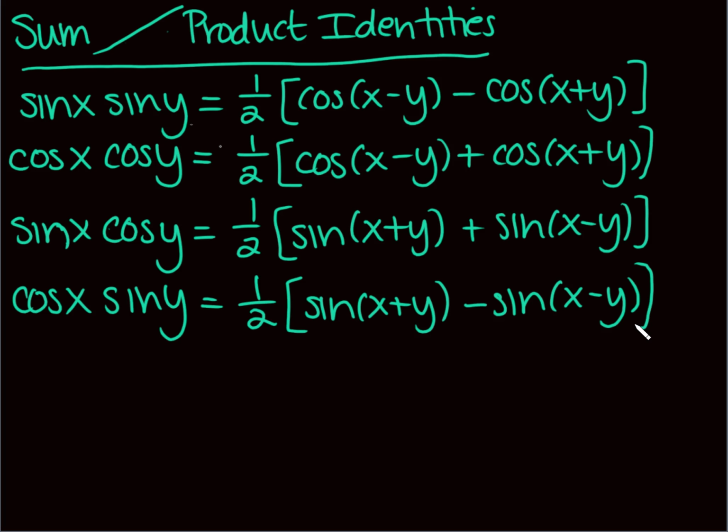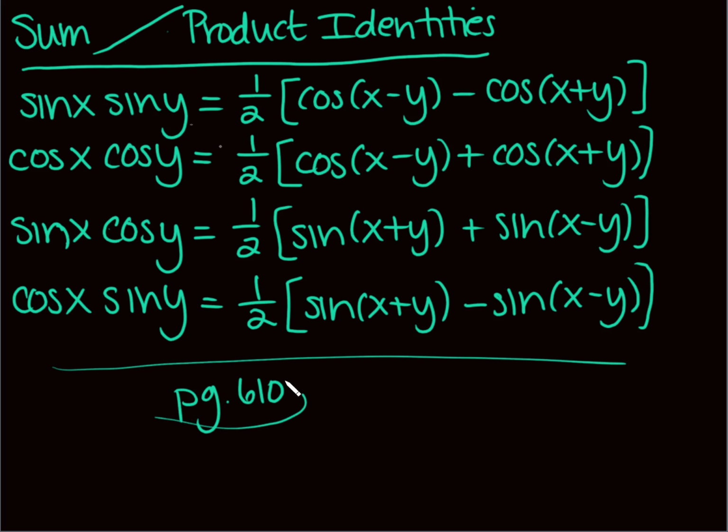And then likewise, if we go the other way, I'm going to let you look at these in the book. This is on page 610 in the book. But the sum to product, it's actually not too bad. You could solve for the sine of x plus y, and they do. Then you can find sine of x plus sine of y, sine of x minus sine of y. So write down those other 4 identities.